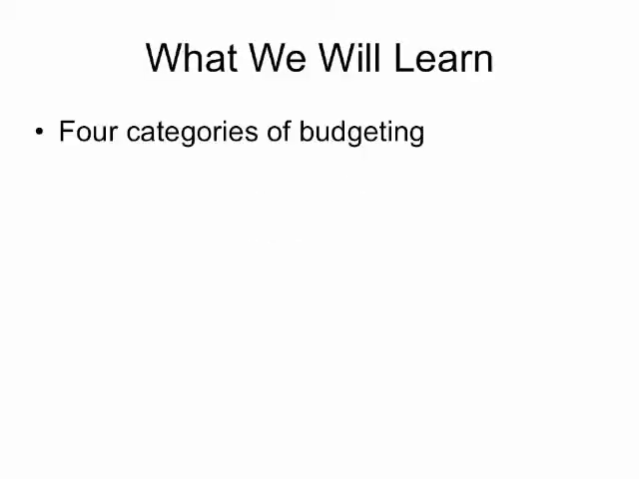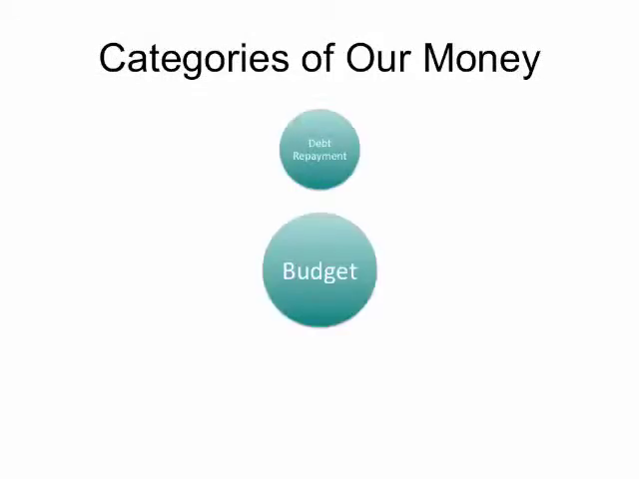In this section, we will talk about the 4 categories of budgeting, how to create a budget, what missing money is, and how to refine our budget. The 4 basic sections of budgeting are debt repayment, saving for future uses, bills, and our living expenses.